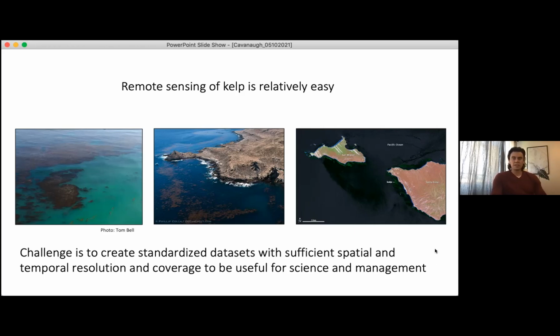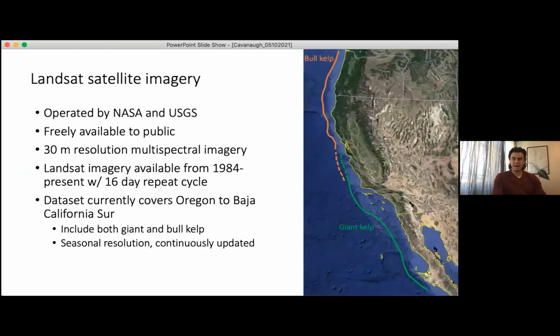So there's a long history of remote sensing of kelp. These methods have been around for decades. A challenge is, if you have an image, yes, you can see the kelp on it. But I think the challenge is creating a long-term standardized data set that you can use to accurately track changes over months to years to decades, something that's automatable and consistent. And that's where a lot of my research lies.